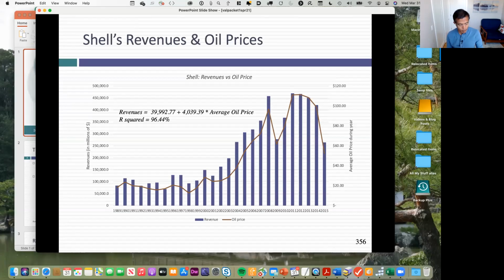So here's the first thing I did. I went back and collected the revenues every year going back to 1989. So the columns are my revenues. The brown line is the average oil price each year.